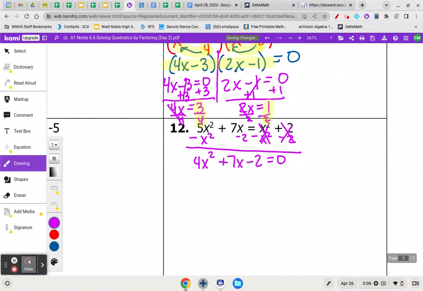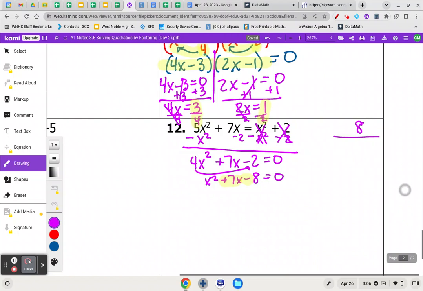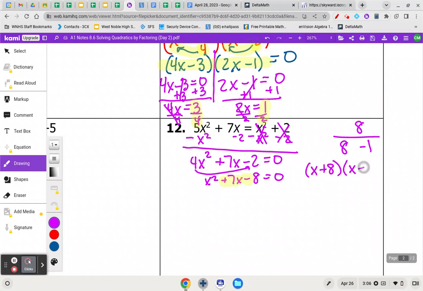I then have to slip and slide, so I slip the 4 back. I get 4x squared plus 7x minus 8 equals 0. I find factors of 8 that will subtract to positive 7. So I have 8 and 1. The 1 is negative. I go ahead and I write these as factors. X plus 8, x minus 1 equals 0.